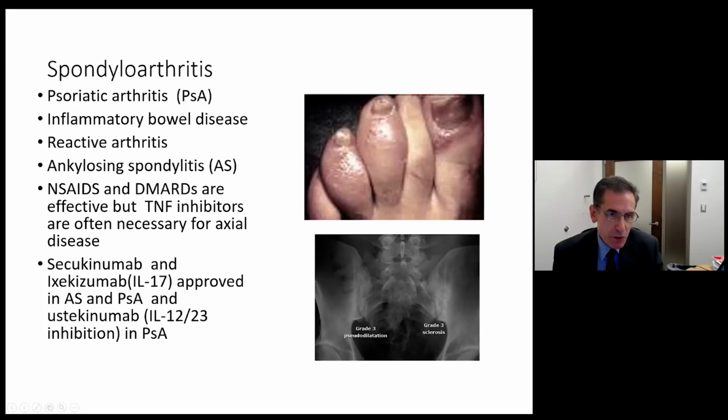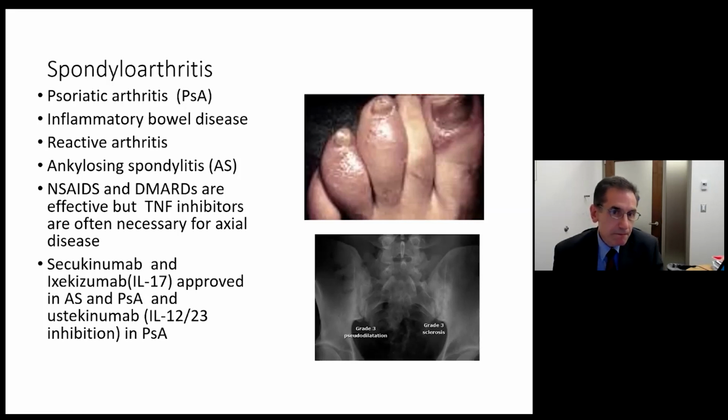So if you have a patient with spondyloarthritis and they have back involvement, spine involvement, or sacroiliitis, then methotrexate and traditional DMARDs are not effective for that. There are a group of newer agents which target IL-17 and IL-12/23, which are now being used in psoriatic arthritis and ankylosing spondylitis, and are especially being used in patients who have not responded to TNF inhibitors as well.